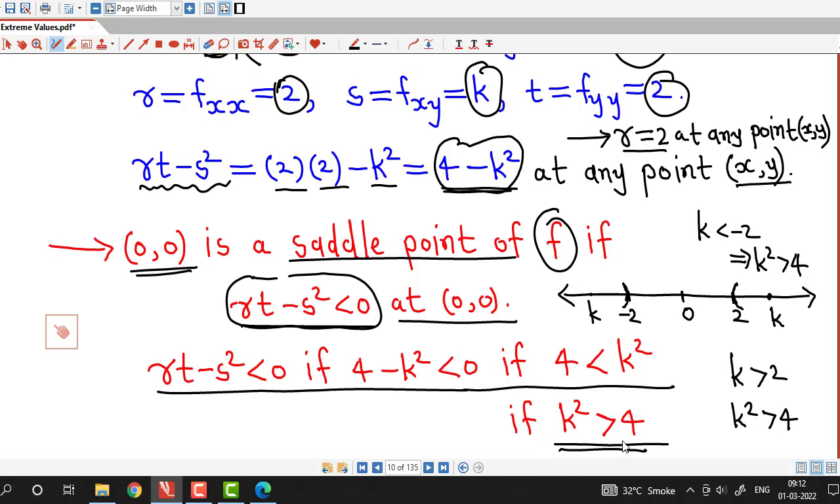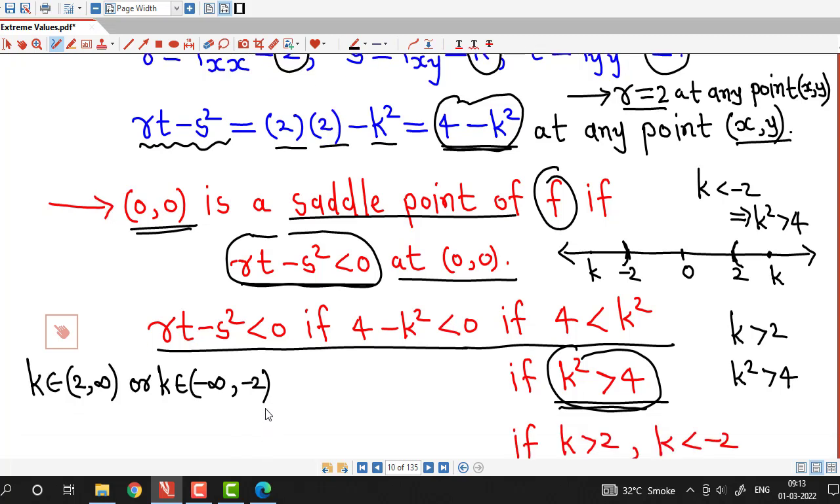So k square is greater than 4 implies rt minus s square is negative. K square is greater than 4, that means k is greater than 2 or k is less than minus 2. So we can say that either k lies in this interval 2 to infinity or k lies in this interval minus infinity to minus 2. So that means we can combinedly write down that k belongs to interval 2 to infinity union minus infinity to minus 2.